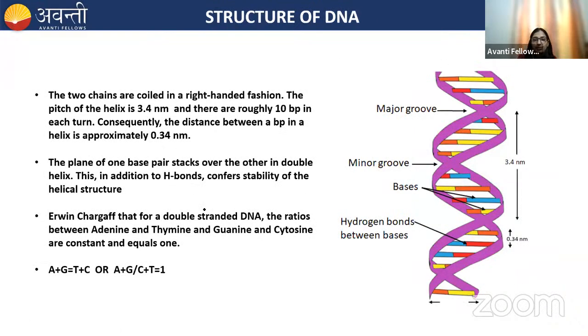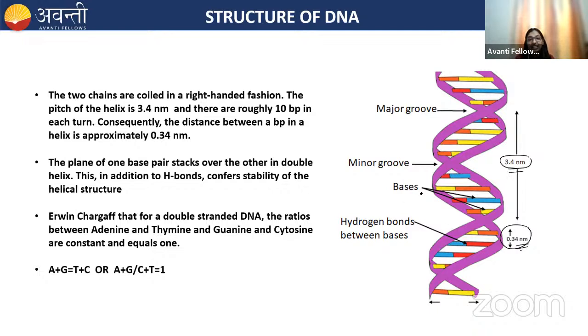Next one is that the 2 strands of DNA are coiled in a right-handed fashion, and the pitch of the helix is 3.4 nanometer, and the distance between the 2 nitrogenous bases is 0.34 nanometer.